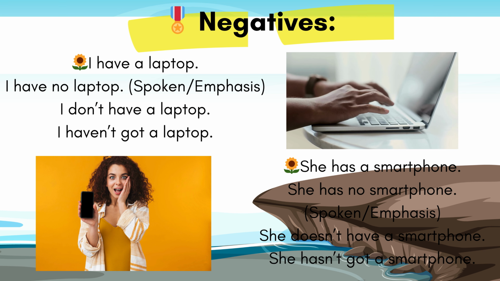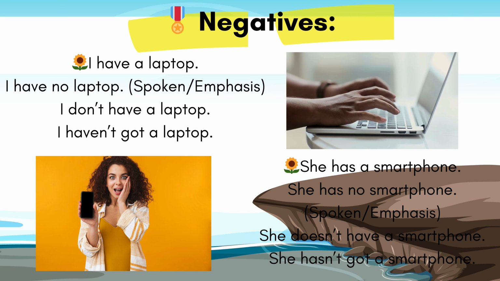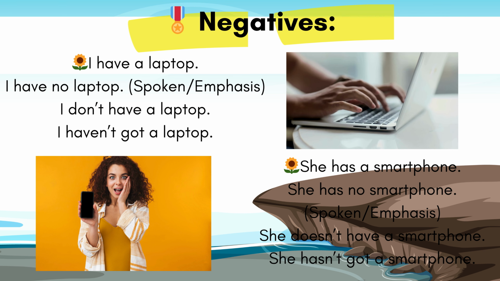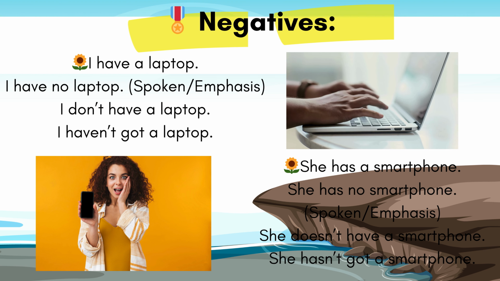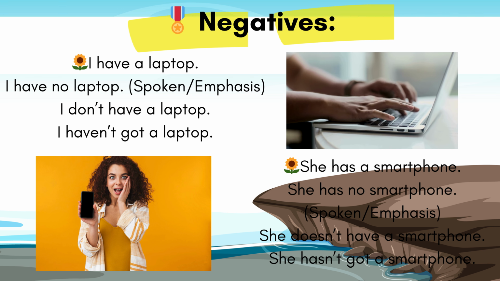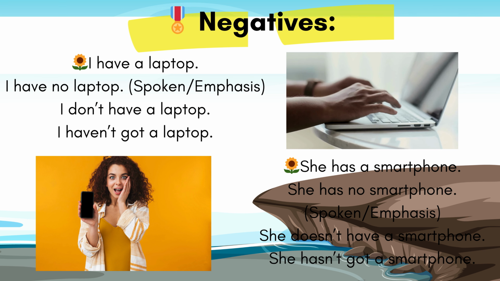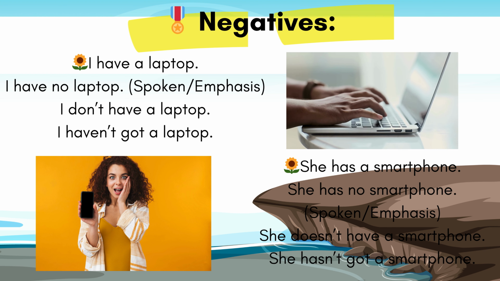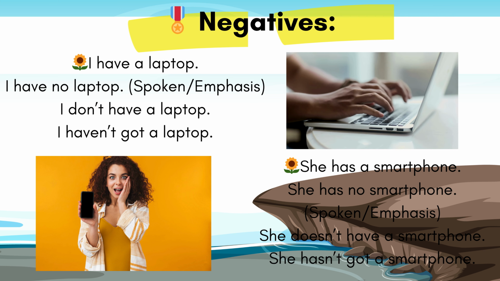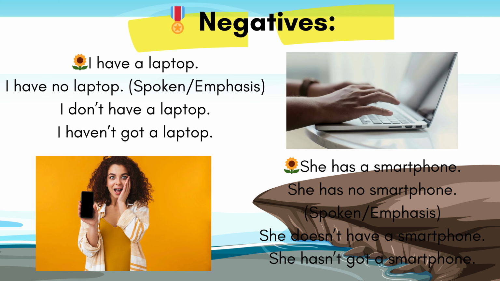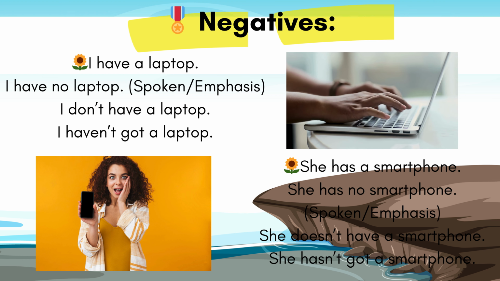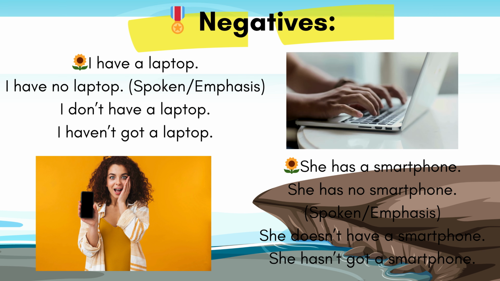Now I'll be looking into negative sentences, with some examples. I have a laptop. Another sentence: I have no laptop. The first sentence is positive because it does not have not. The second sentence, I have no laptop, is correct and is a spoken kind of sentence. But if you are saying it as a negative sentence in a formal way, we can say: I don't have a laptop. Or another way: I haven't got a laptop.